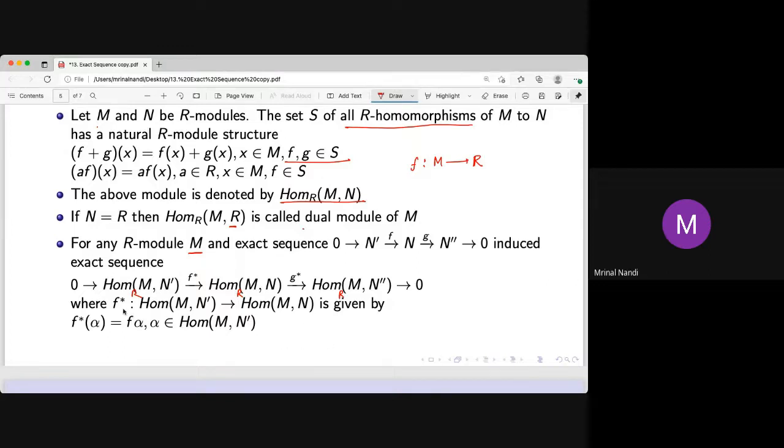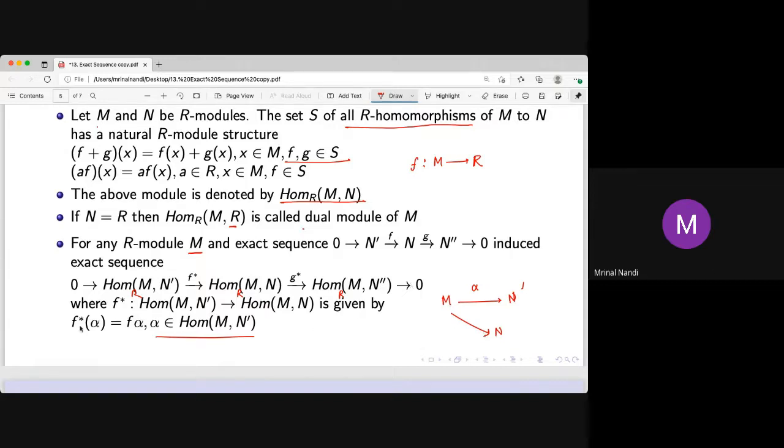So how do you define f star? F star is a function from Hom(M, N dash) to Hom(M, N). What is the meaning of that? There is a map, say alpha. Alpha is an R linear map from M to N dash, that means alpha is in Hom(M, N dash). Now we have to define a map from M to N, that will be in the Hom of M to N.